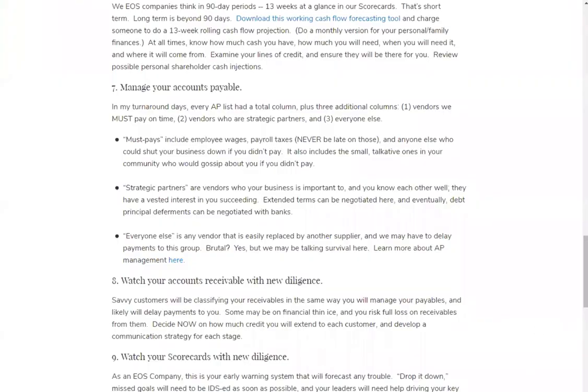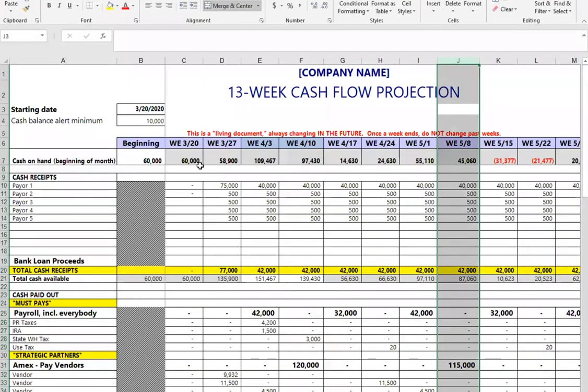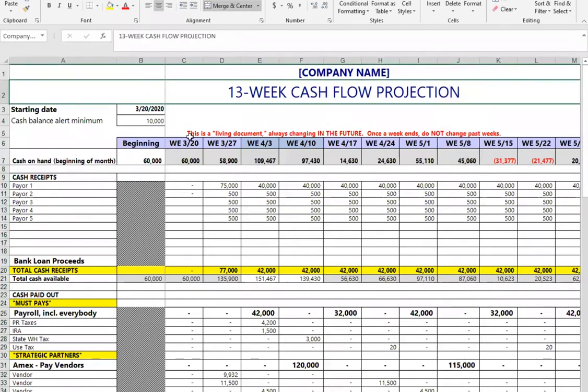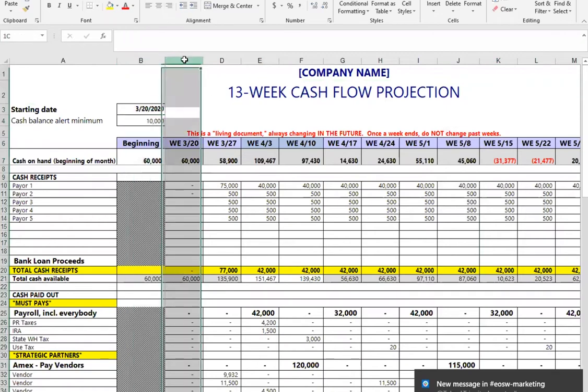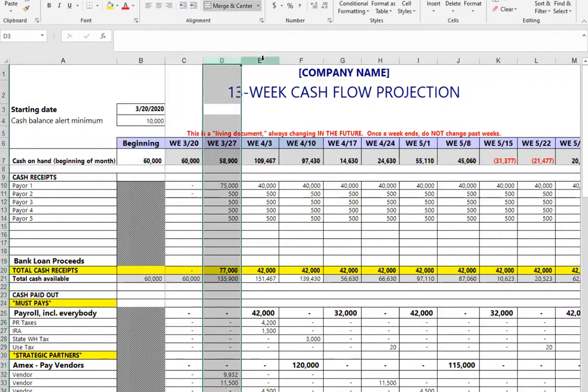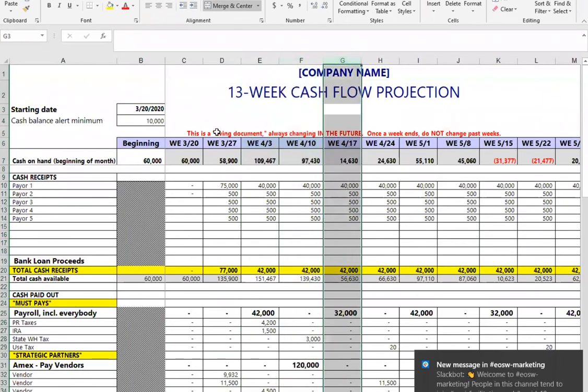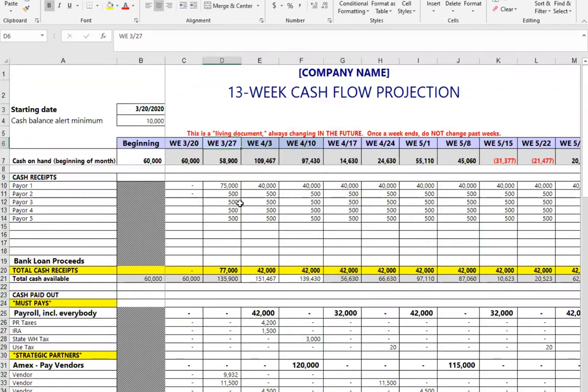You can download this off the website. You'll be provided a link, but it's a 13-week cash flow projection. You start by entering a starting date, whatever your date is, a cash alert balance minimum because you can't spend every penny you have, and then you populate the weeks going forward. In this case, we started this one on March the 20th, and so we ended the week on Friday, March the 27th, and so forth.